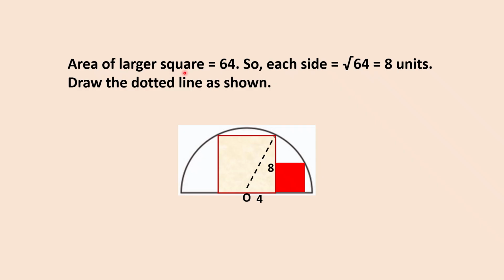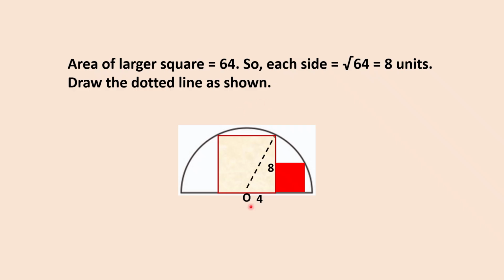Now, the area of the larger square is given as 64. So the side will be the square root of 64, that is 8 units. So for the larger square, each side is 8 units.